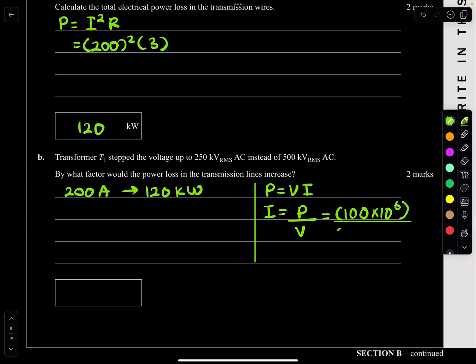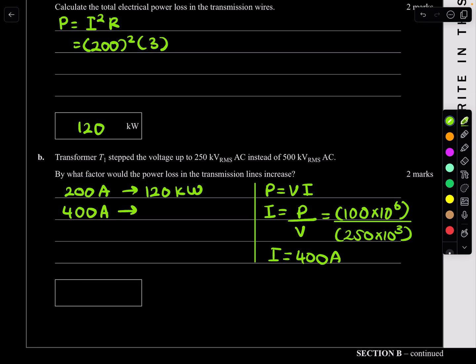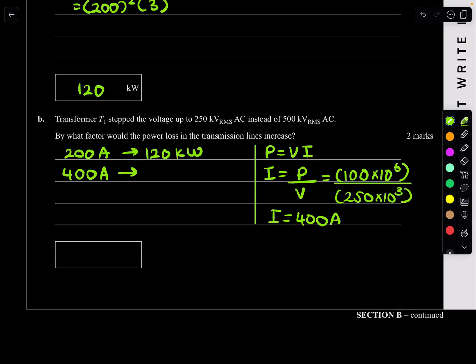So 250 times 10 to the power of 3. Putting that in your calculator, that's going to give us 400. The current is 400. It's actually double. So 400 amps. So now using 400 amps, how much is the power loss? Let's understand that. So we know that the power loss for 400 amps is what?